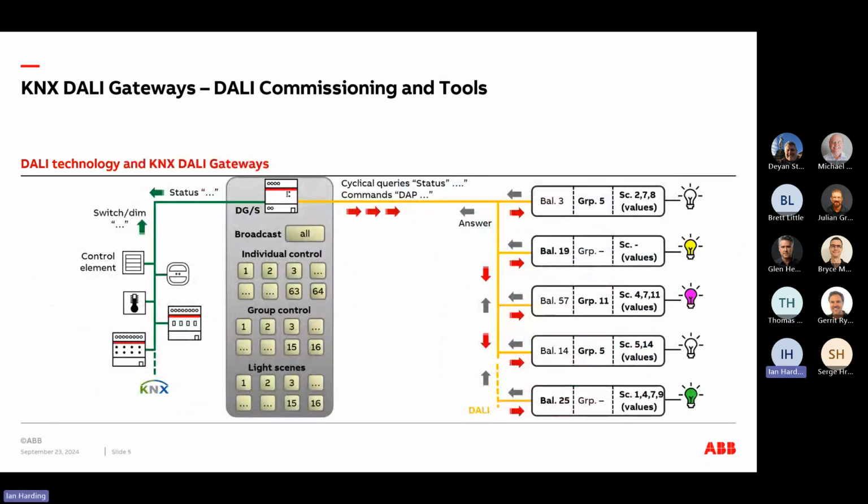Just a quick look again at how we control a DALI system. On the left-hand side, we have the KNX network sending commands such as switch and dim to the DALI fittings. It goes through the DALI gateway, and the DALI gateway stores the map of our DALI network and what we have installed. Within there, we have a broadcast all, individual control, group control, and light scenes for up to 16 scenes. So in effect, the DALI gateway is our gateway between the KNX and DALI world, and it controls everything and makes our life so much easier.